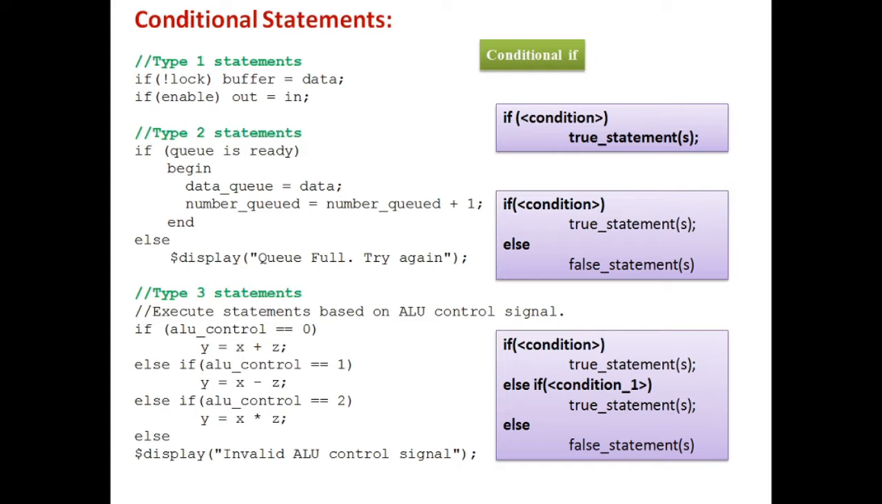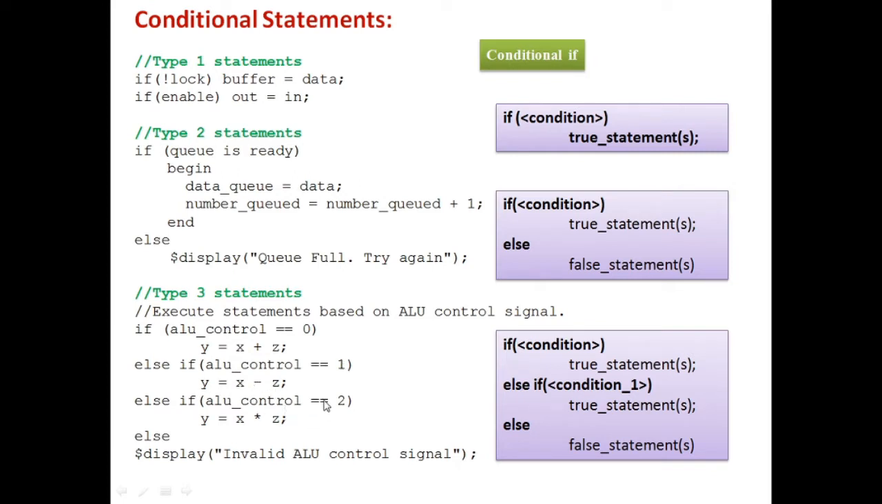You can see here, if ALU control is equal to 0, this statement, let me consider this as statement 1, will be executed. If this condition is not achieved, that means ALU control equal to 0 is not achieved, then let me check whether ALU control is equal to 1. If it is equal to 1, I will be executing this statement.